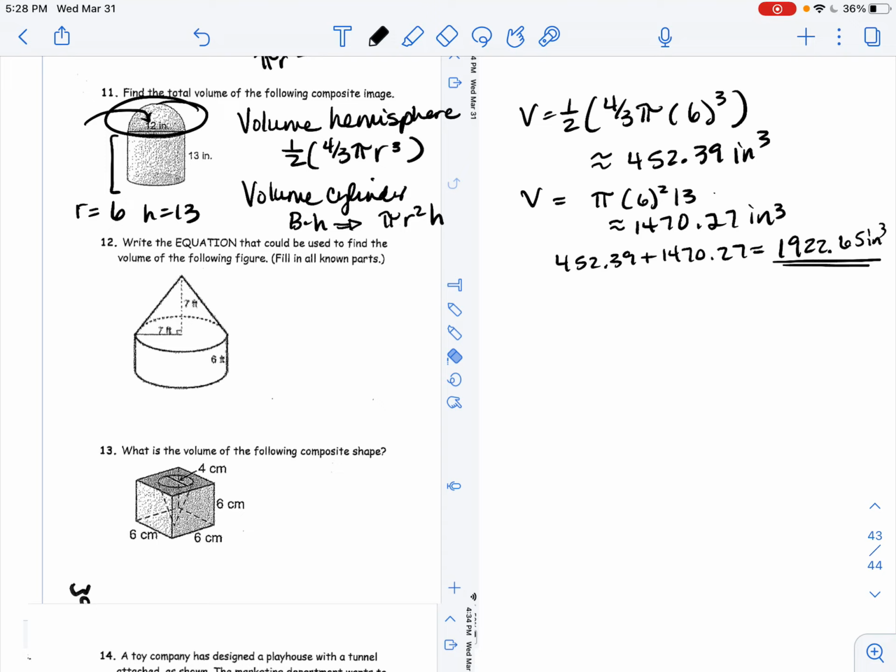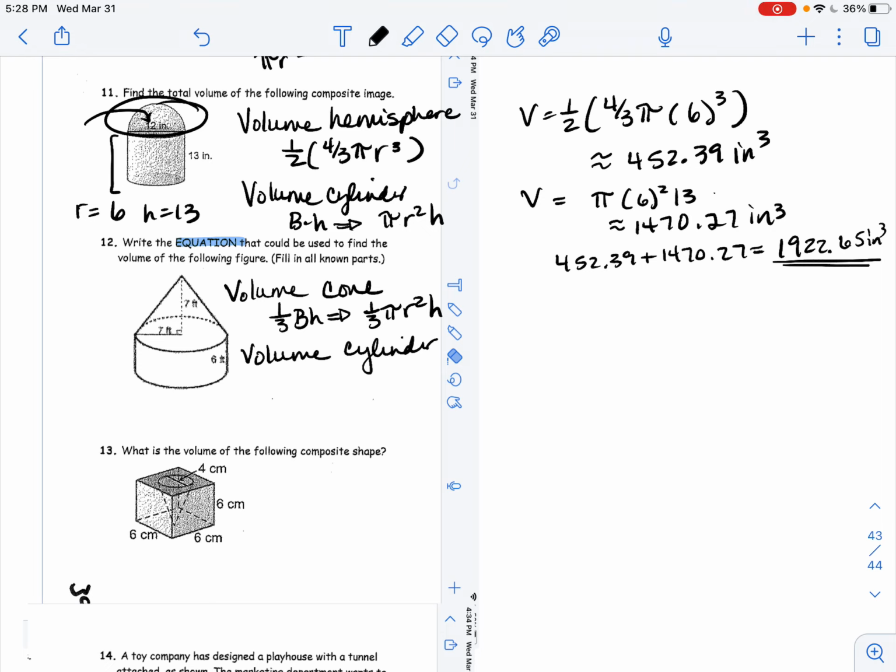In problem number 12, it says write the equation that can be used to find the volume of the following figure. So this one's not asking us to actually solve it, just write the equation. All right, so on the top we have a cone. So this is volume of a cone, and that is going to be 1/3 base times height, where the area of the base is a circle. So it's 1/3 pi r squared times height.